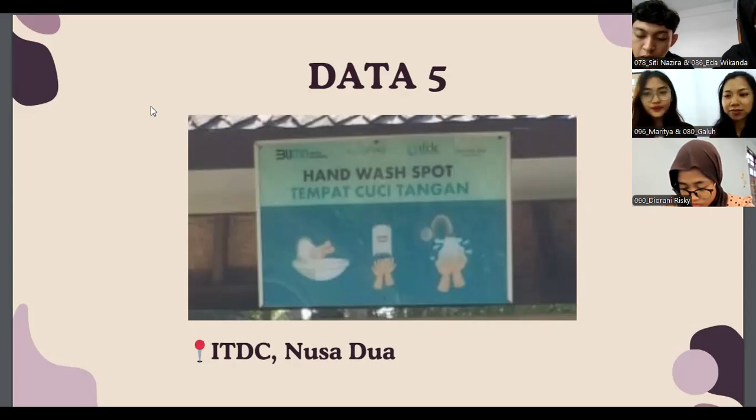This public sign is also considered a directive speech act. Directive speech acts are used to get the listeners to do something, and in this case, the sign instructs people to wash their hands. The text "hand wash spot" and "tempat cuci tangan," which means hand washing spot in Indonesian, clearly indicate the purpose of the location. The image shows a sequence of hand washing steps, reinforcing the directive to wash hands.